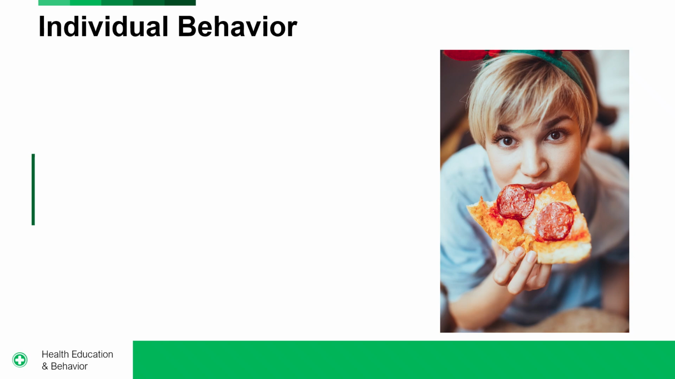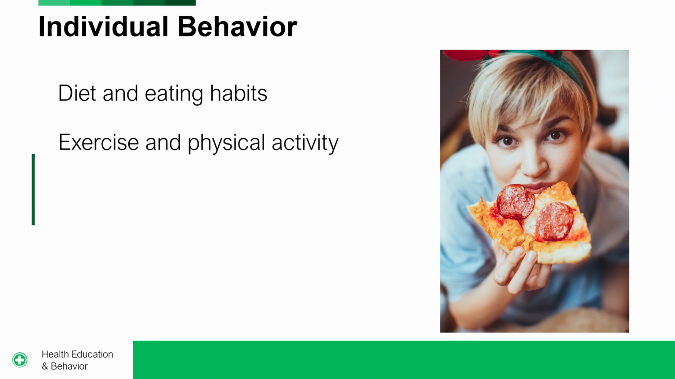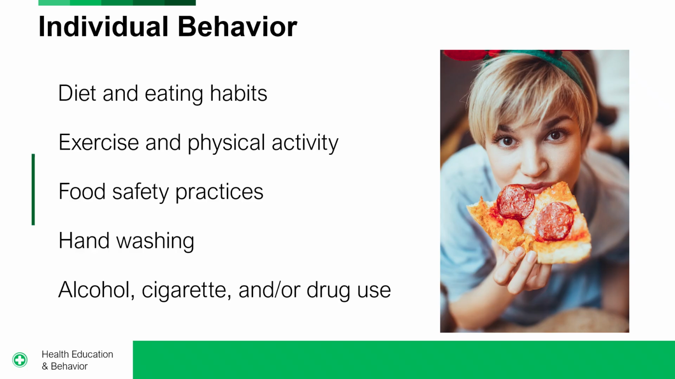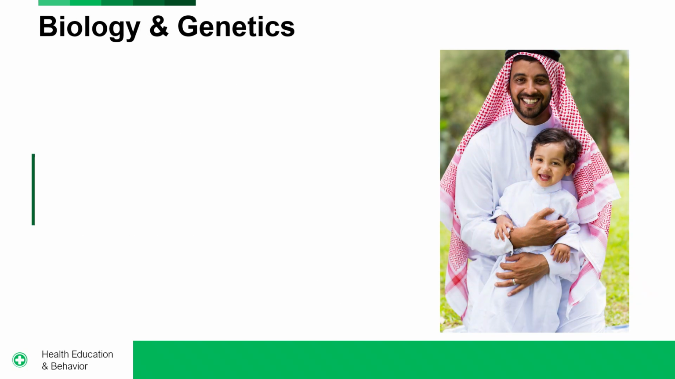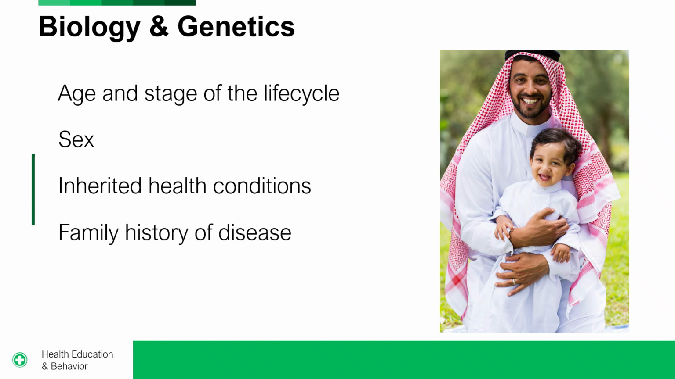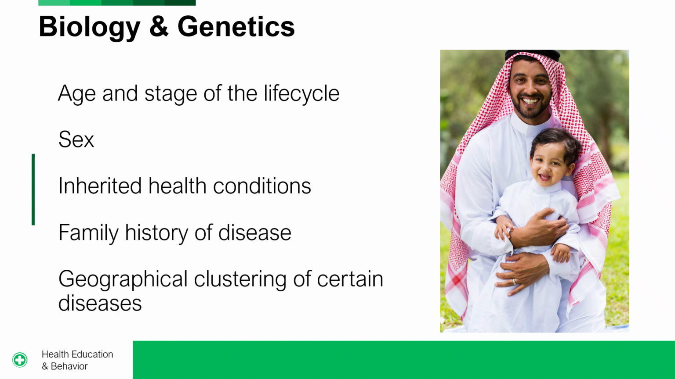Individual behaviors: diet and eating habits, exercise and physical activity, food safety practices, hand washing, and alcohol, cigarette, and/or drug use. Biology and genetics: the age and stage of the life cycle, sex or gender, inherited health conditions, family history of disease, and geographical clustering of certain diseases.